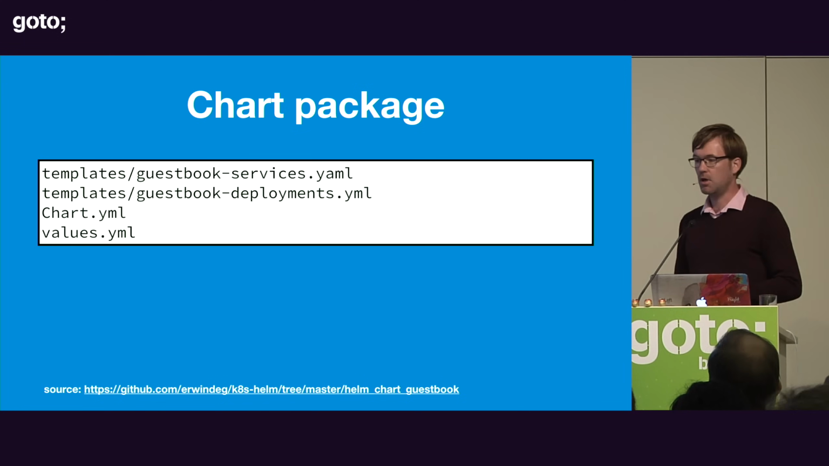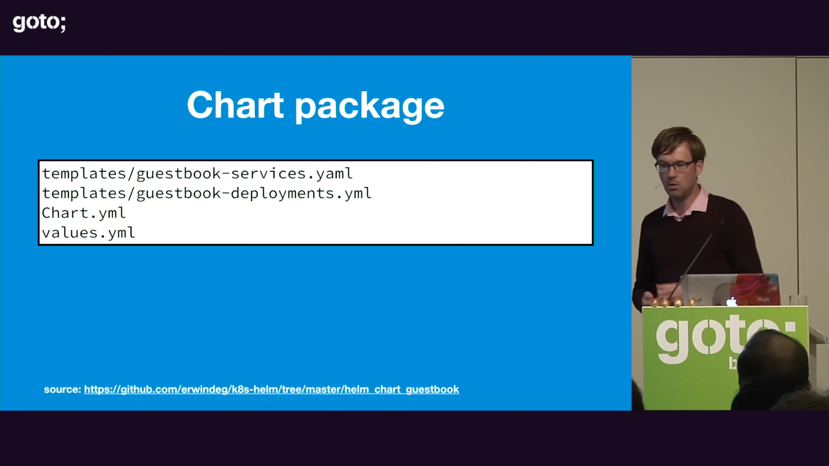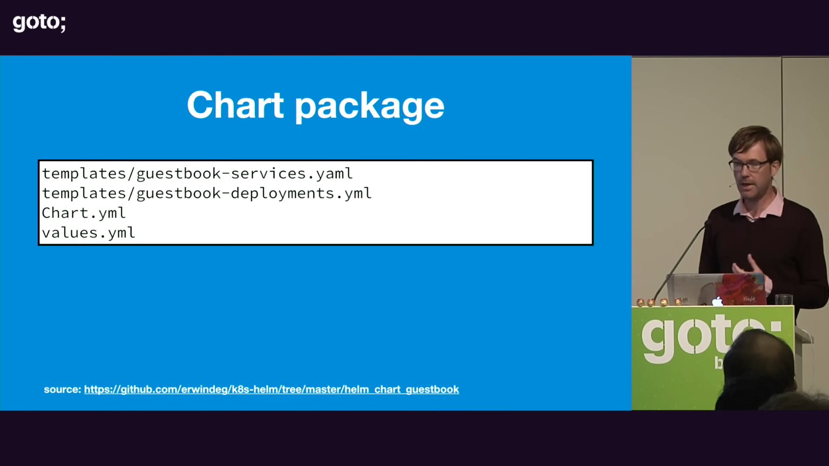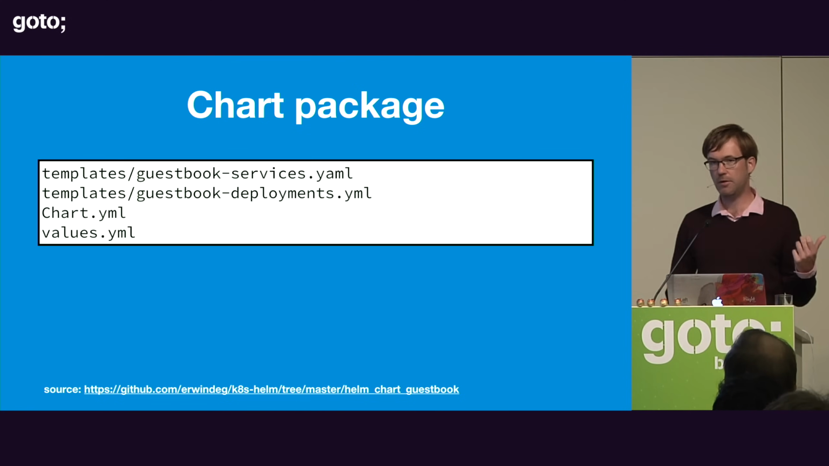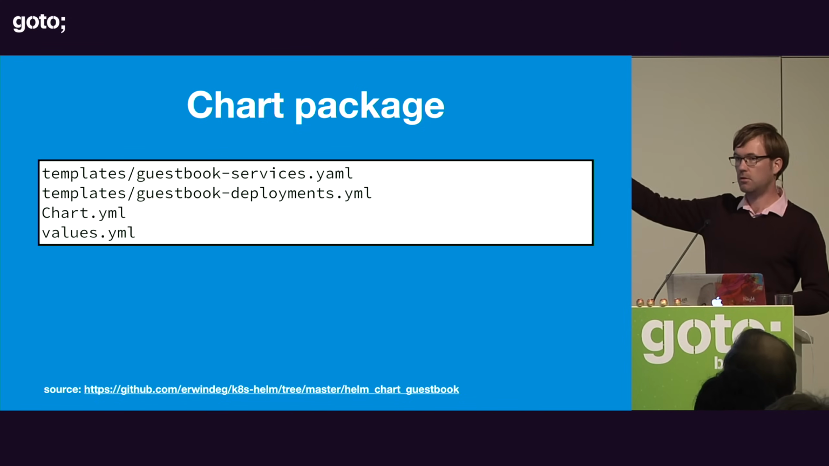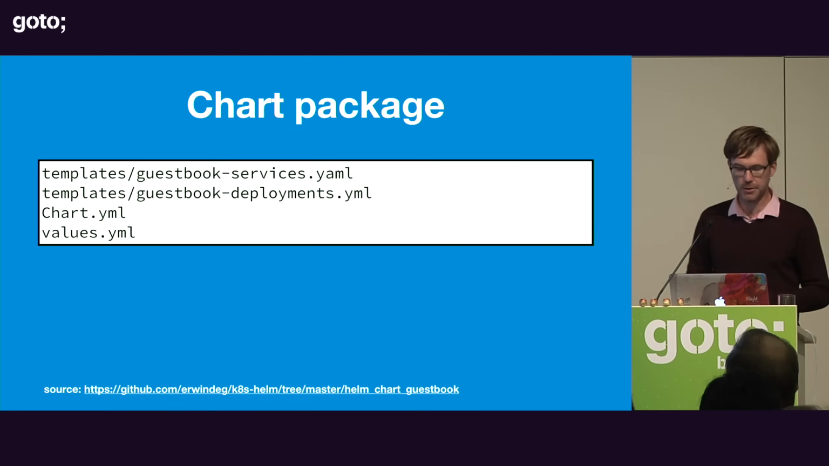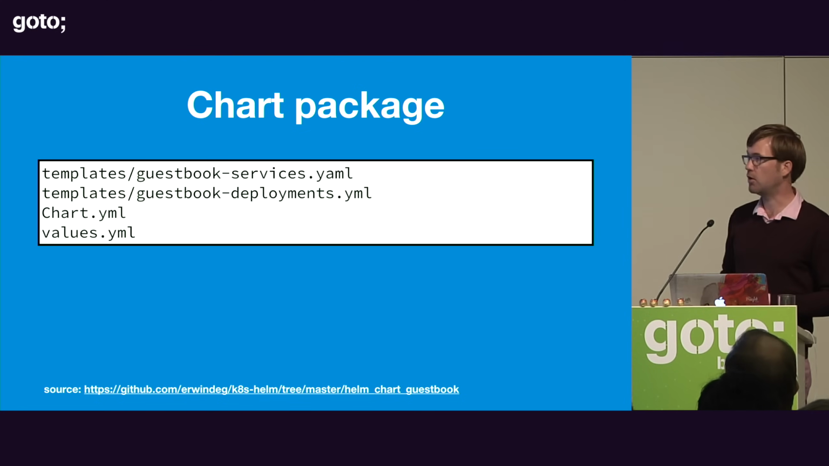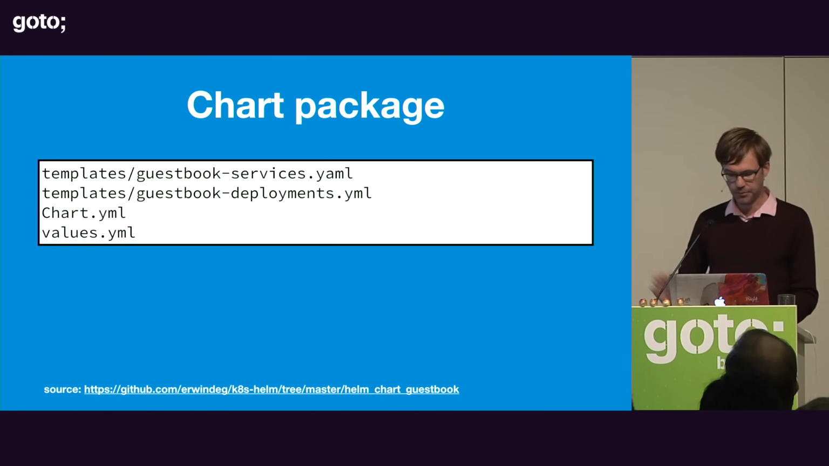So if you have a look at what's in a chart package, then this is a kind of minimal version. So we have 2 templates. The templates is the file I just showed, so the Kubernetes manifest file, but then the templated version. There's a chart file that is a description of the chart, so metadata, name, version. And you have your values file, and the values file contains the actual values of the stuff that you want to put into the manifest files.